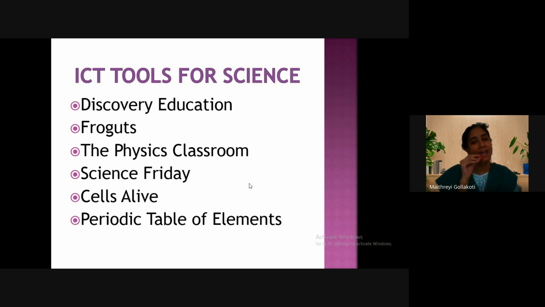Cells Alive, again, tells about the human body, each and every part of the human body inside cells, and how the digestive system is, how our nervous system is, how our bone structure is. Everything you can see in 3D form in Cells Alive. It is very interesting for children as well as advanced students.